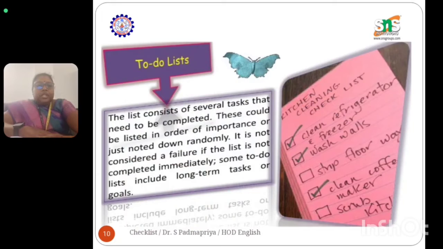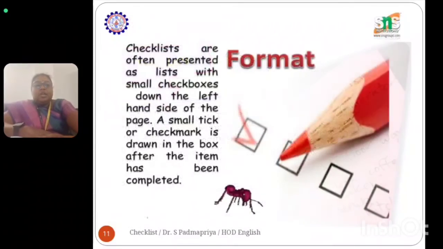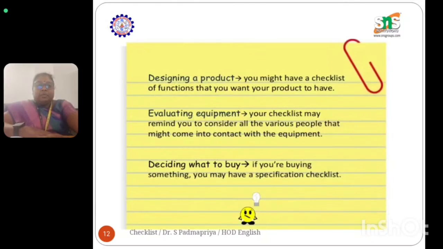So this is the example for the to-do list. It consists of several tasks that need to be completed. See, this is the example. For example, kitchen cleaning checklist: clean refrigerator, freezer, wash walls. So we are going to tick each item after the completion of that particular task. Then this is the format. We can put a check box, where we can put a check mark whether we have done it or not. Based on that, you can identify whether the task has been completed or not.